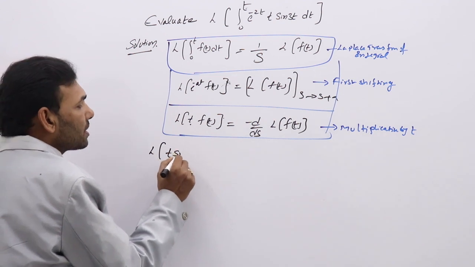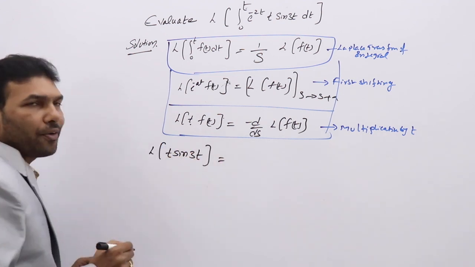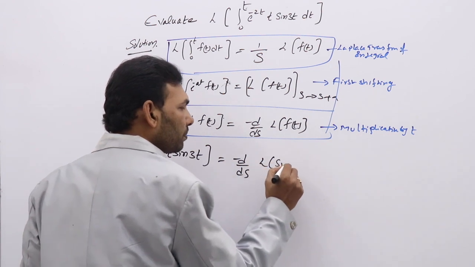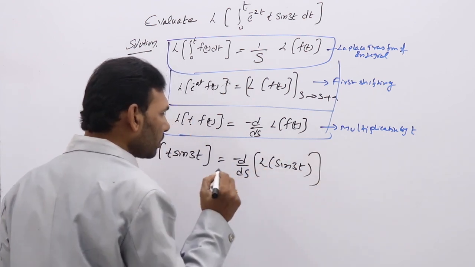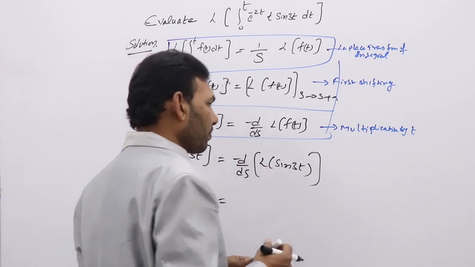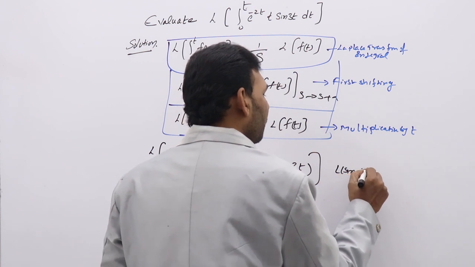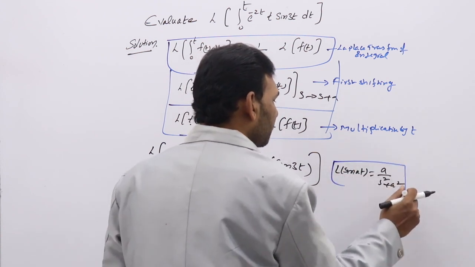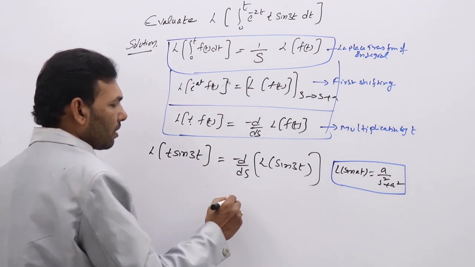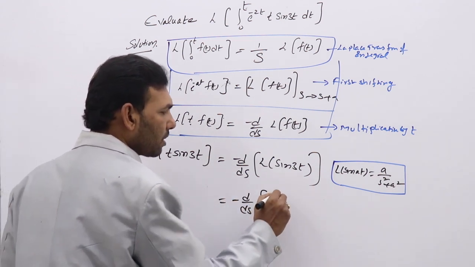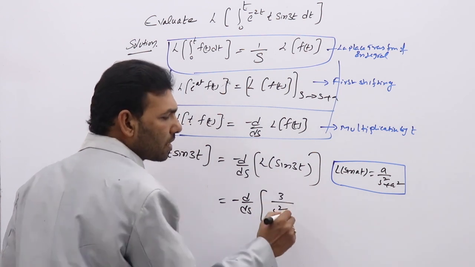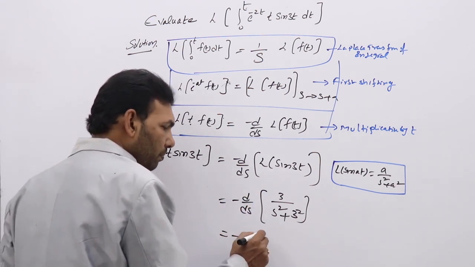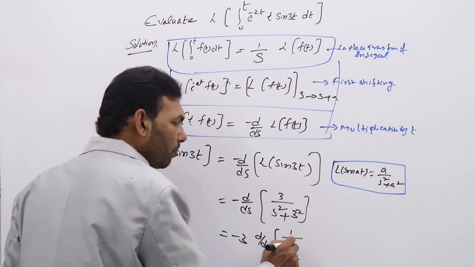L of t sin 3t. So if you have t in the product, you need to differentiate the Laplace of sin 3t. What is the Laplace transform of sin at? You know that. L of sin at equal to a by s square plus a square. Minus d by ds 3 by s square plus 3 square. You can keep 3 as common. So minus 3 into d by ds of 1 by s square plus 9.